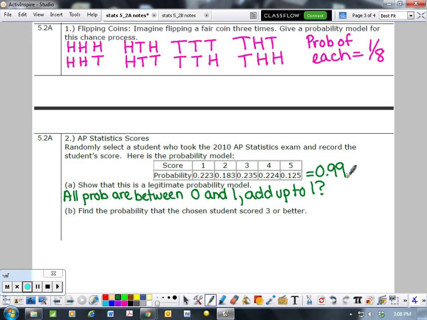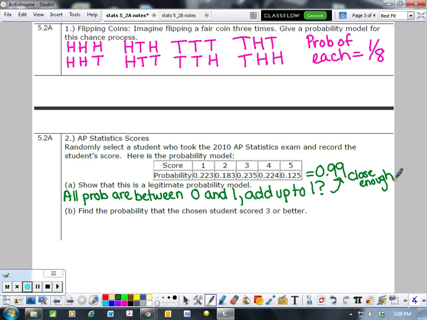Well, here's kind of the problem. It doesn't add up to 1, but because of rounding error, they rounded their decimals. Is it possible it could add up to 0.99? So we have to ask ourselves about this. Based on this, is it a real true probability model? And I would say this is close enough. We shouldn't be off by more than 0.01 though. So you have to be careful about that.